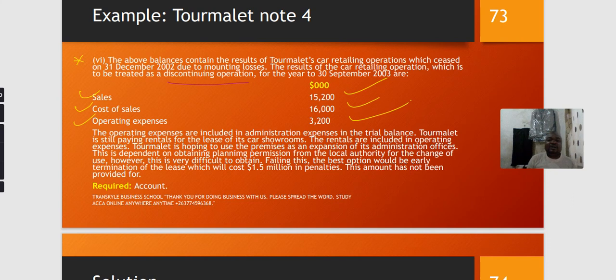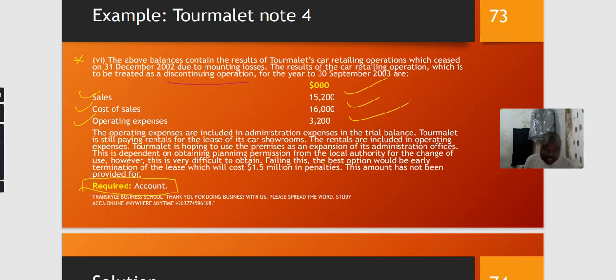So if the question says adjust, you now know that if you are told that the sales figures, the cost of sales figures, the operating expenses figures you are seeing contain the results, or the sales and cost of sales, for a discontinued operation, you need to deduct those items from those figures, because we only need their ultimate profit. The profit from the discontinued operation should then be the only line item we are going to see.